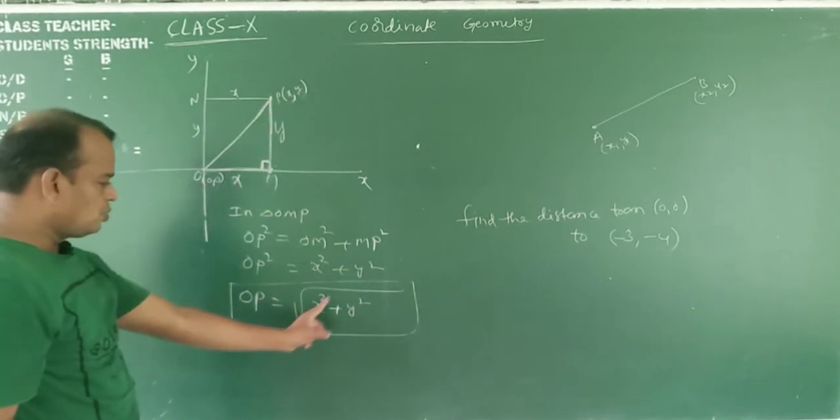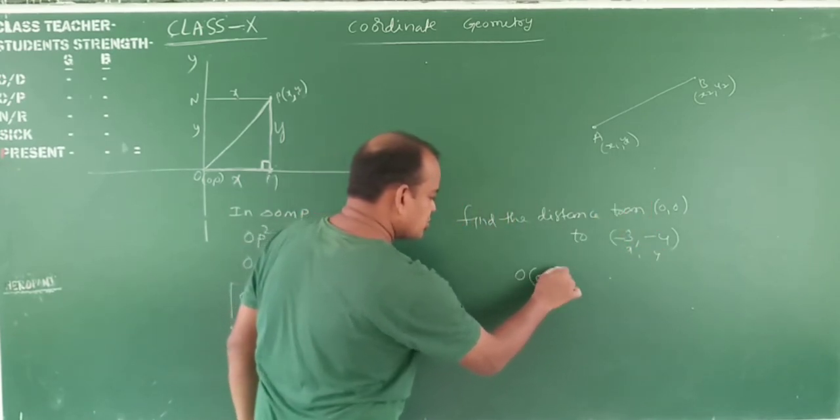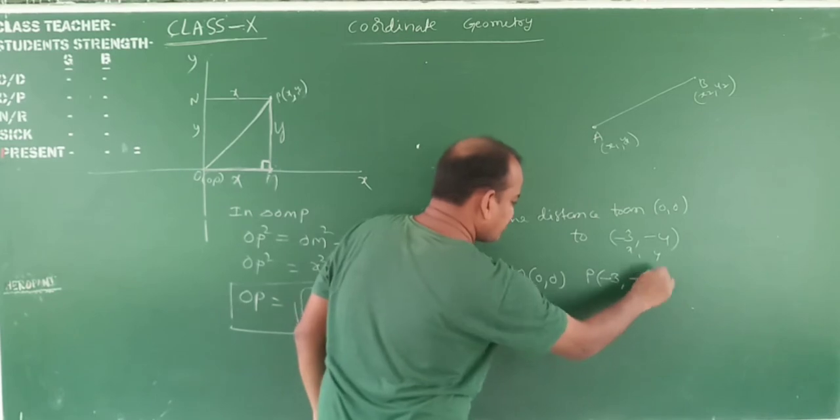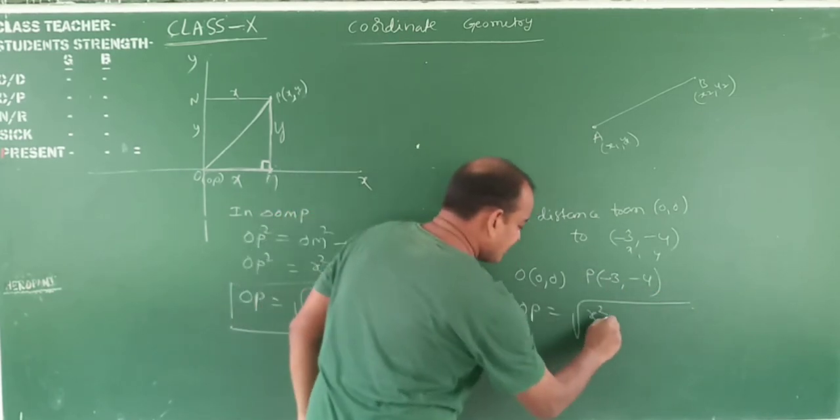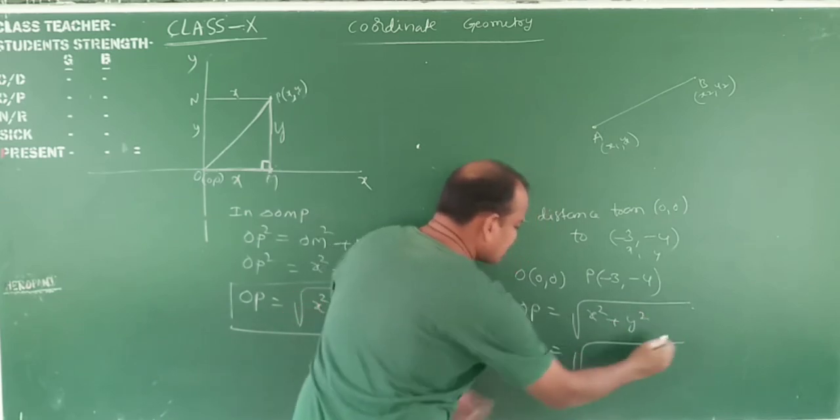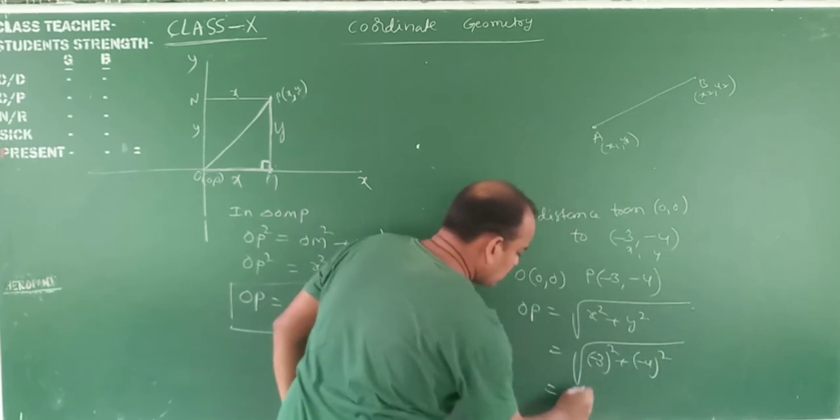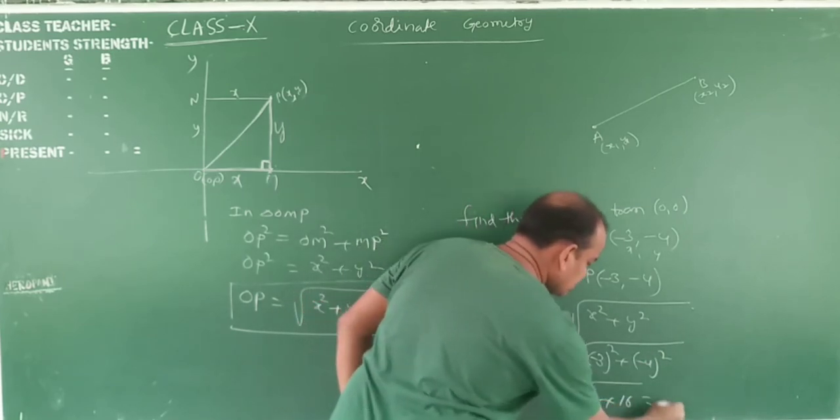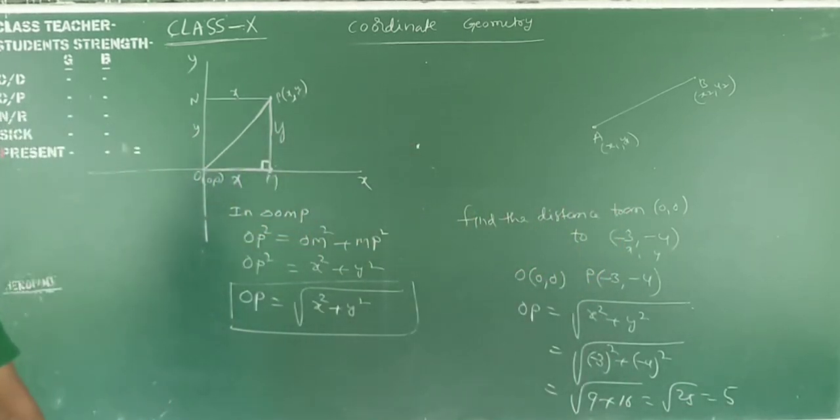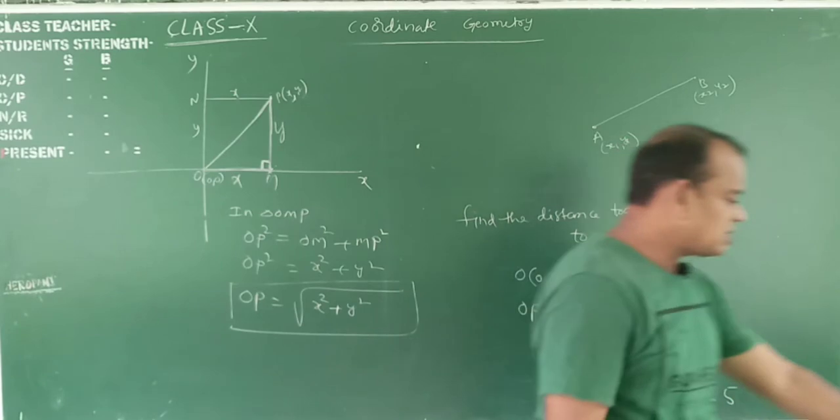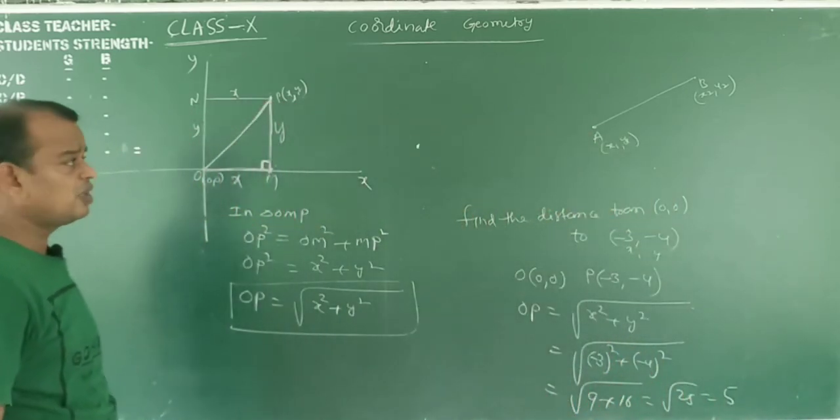What is the formula? OP is equal to root over x square plus y square. Now this is O(0, 0), P is (minus 3, minus 4). OP is equal to root over minus 3 whole square plus minus 4 whole square, that is 9 plus 16, root 25, that is 5, my dear students. I hope you understood. The distance from the origin to the point must be root over x square plus y square.